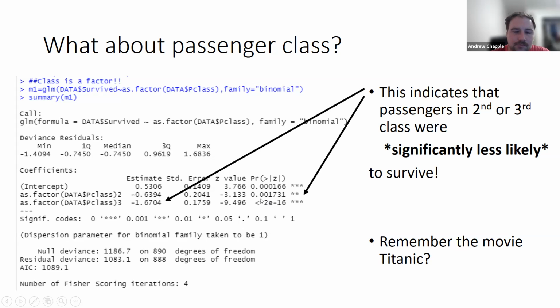Now, if I go and look at these estimates, they are both negative, which means being in class 3 versus class 1 or class 2 versus class 1 significantly increases your risk of death on the Titanic. And that makes sense. That happened in the movie Titanic. If you remember the movie, all the rich people got off right away, and it was kind of a fight to the death after that.